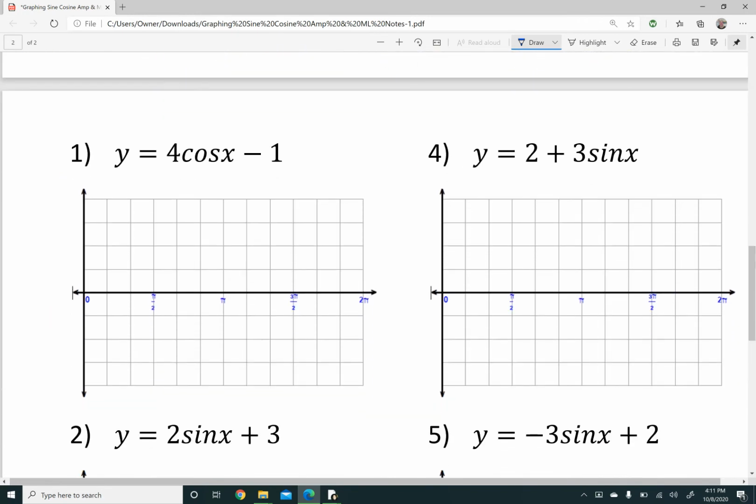So let's start. Let's talk about what's the amplitude, what's the midline, what's the max, and what's the min. And then we're going to graph these, okay? So the amplitude here is this value right here. This is 4. And the midline is this number out here. So that's -1.